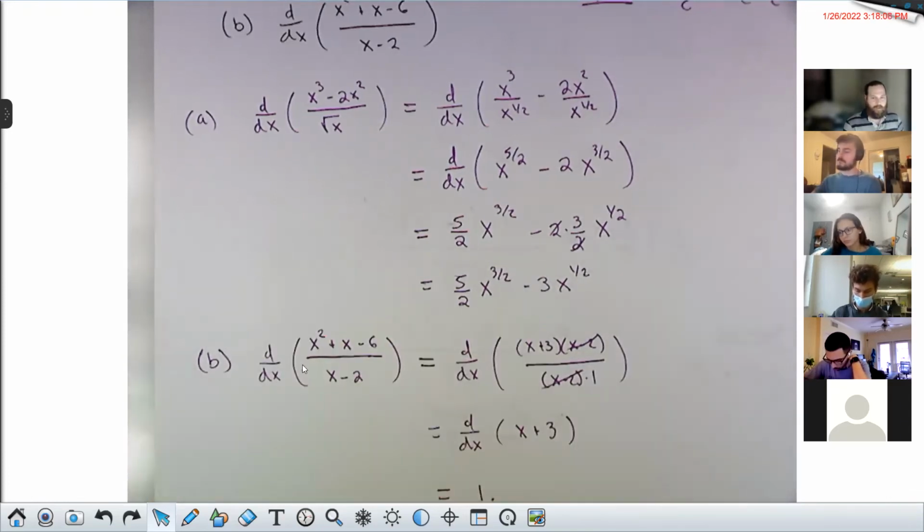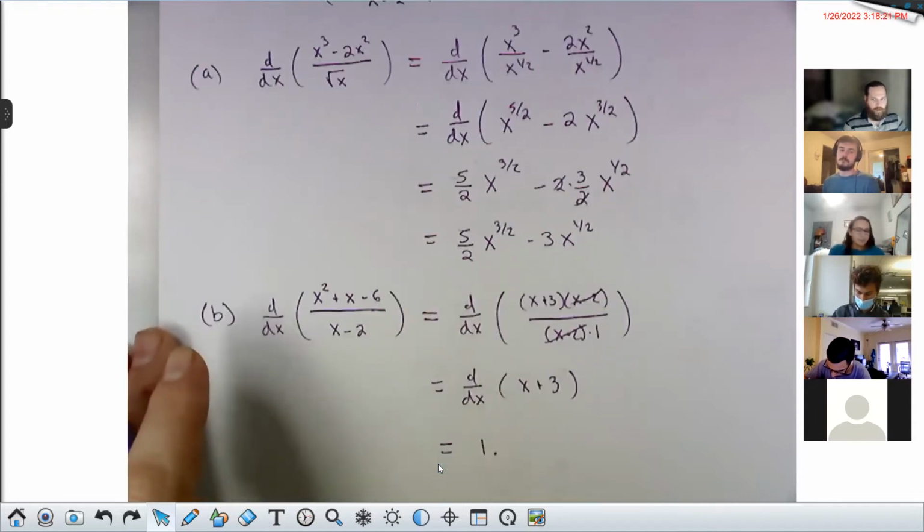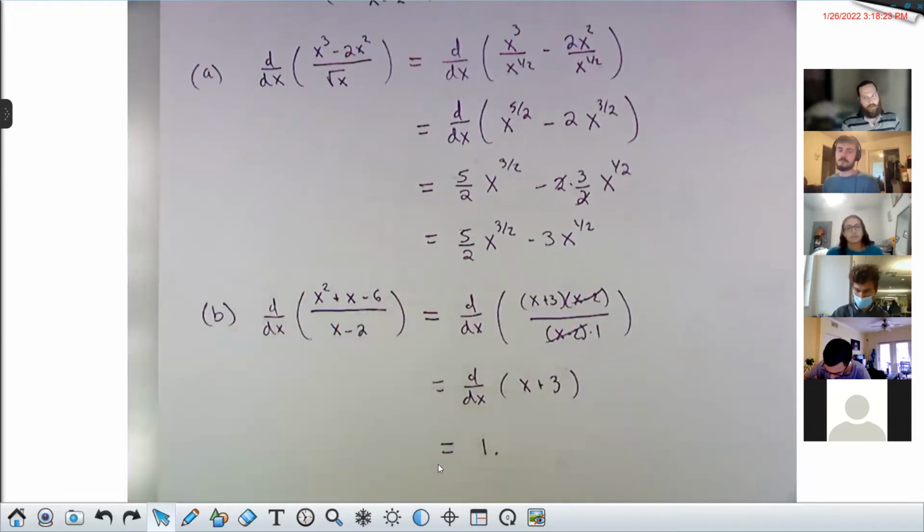Can you imagine going through all the bullshit with the quotient rule, bottom times the derivative of the top minus the top times the derivative of the bottom, all over the bottom squared, to find at the end of the day that the goddamn thing comes out to 1? I don't know about you, I'd be a little annoyed.